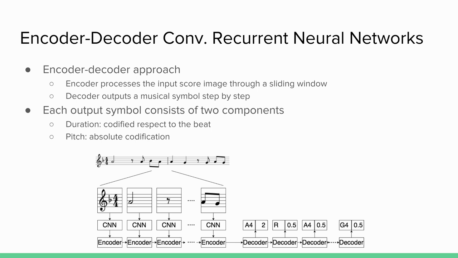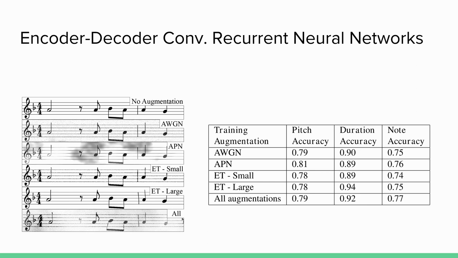In this work, they codify the symbols with two elements. The first is the duration, which was codified with respect to the beat, and the pitch in its absolute codification. They ran some experiments with different image conditions, and they were getting some good results, around 75% accuracy. The problem with this approach is that it is designed for getting a MIDI or for replaying the score, because they are ignoring the time signature, the clef, or the bar lines. They are just providing the pitches and the durations of the symbols in the score. But it was a good start for end-to-end OMR.